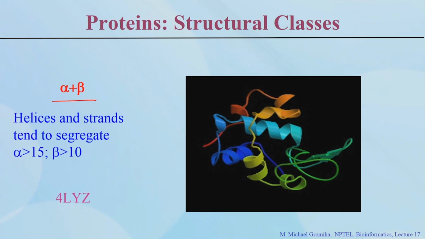In this case, helices and strands tend to segregate. You can see the presence of more than 15% alpha helices and more than 10% beta strands. Here you can see the helices and you can see the strands; they are segregated from each other. This is an example for lysozyme, an example of the alpha plus beta proteins.